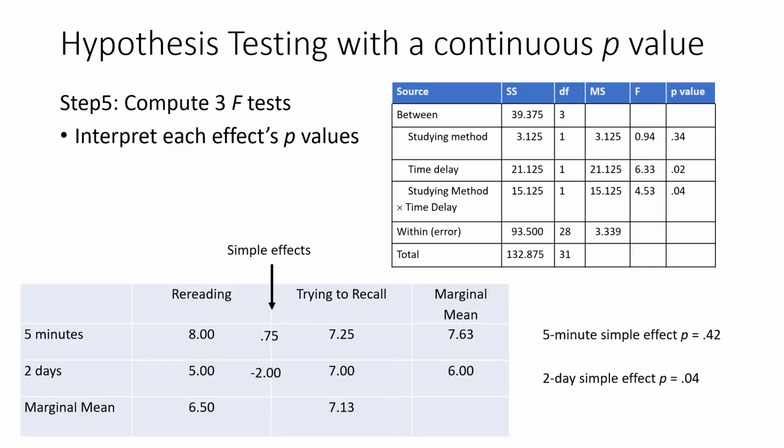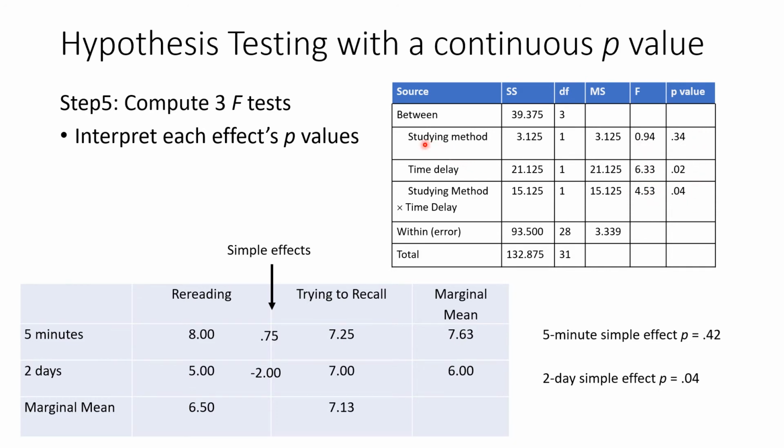Step 5 is computing the 3 f-tests and interpreting each of their p-values. Now, I'm not going to have you compute these f-values from scratch or from raw numbers. Instead, I'd like you to focus more on interpreting the information you get from computer software. Regardless of what computer software you're using, you're going to get an ANOVA source table that looks something like this one. You're going to have a line for each effect, and on that line you'll find the f and the p that you need to interpret.